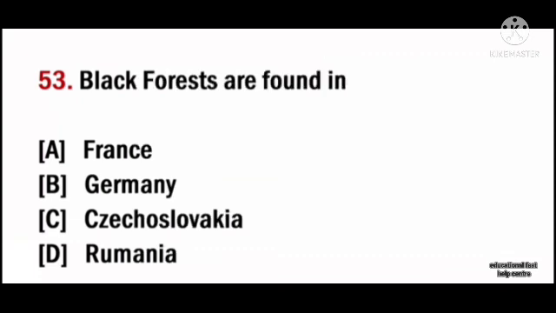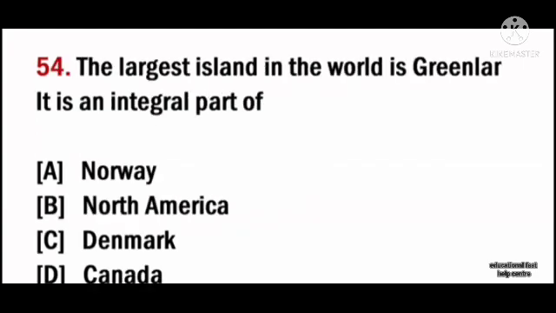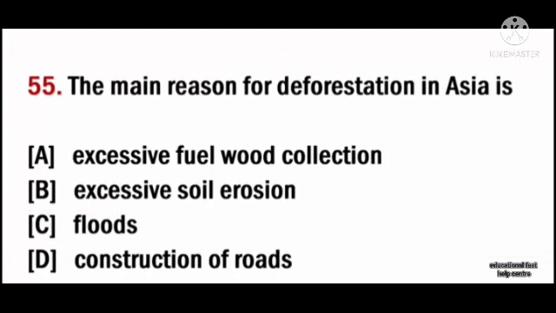Black forests are found in? Answer B, Germany. The largest island in the world is Greenland. It is an integral part of? Answer C, Denmark. The main reason for deforestation in Asia is? Answer A, excessive fuel wood collection.